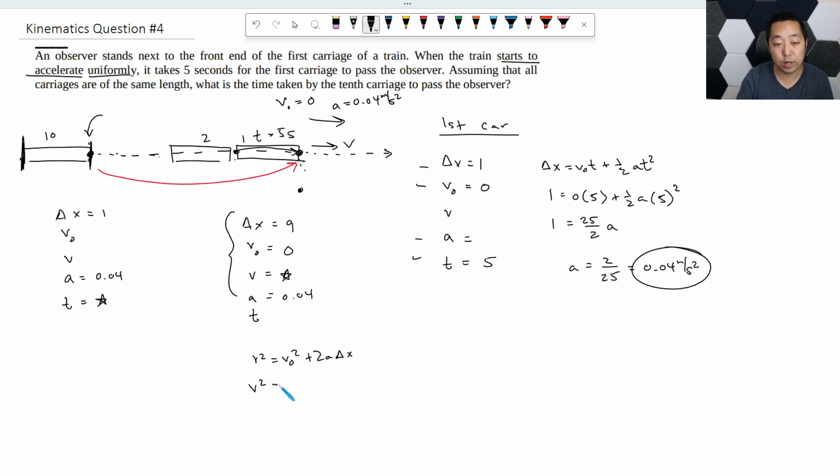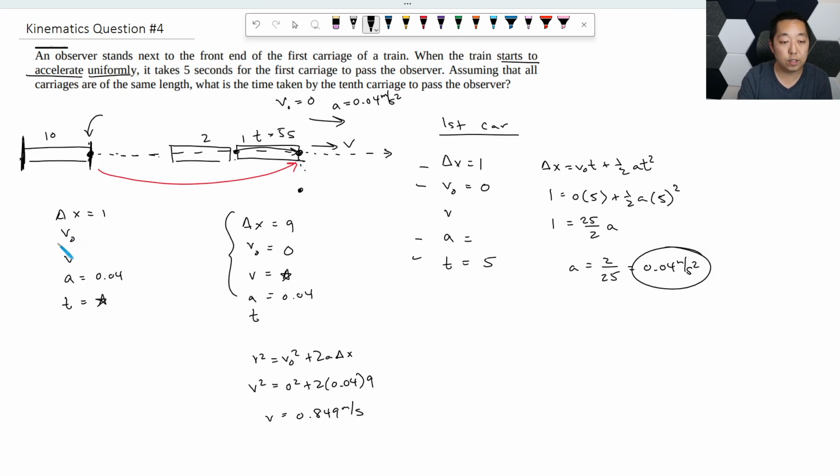And so you're going to say v squared is 0 squared plus 2 times 0.04 times delta x, which is 9. So if I solve for v here, I get 2 times 0.04 times 9, and then I take the square root of that. And I'm going to get 0.849 meters per second. Okay, cool. So that is the velocity at this point. By the time this part of the car gets to here, it's going at 0.849 meters per second. Okay, awesome.